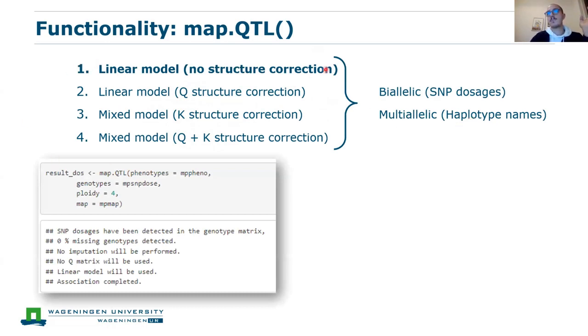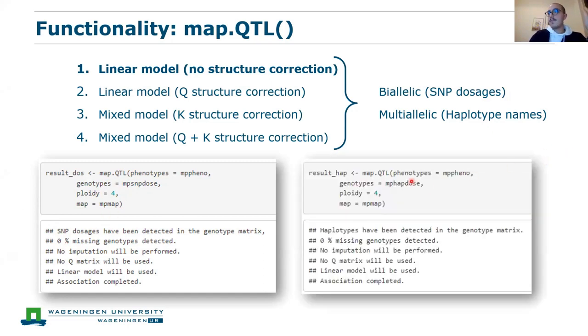So let's say we're trying to run a linear model with no structure correction. We just give phenotypes, genotypes, diploidy, and the map. If the genotypes are SNP dosage, it will tell you SNP dosages have been detected. More accurately, it should say biallelic markers, but it says SNP dosages. If you give a bigger table, where the number of columns is the number of individuals times diploidy, it will assume that you have given haplotypes, and then it will do the models in a haplotype form. So in that sense, very easy peasy.